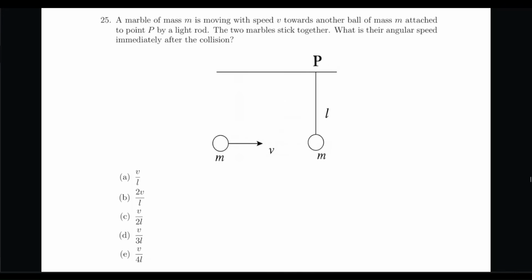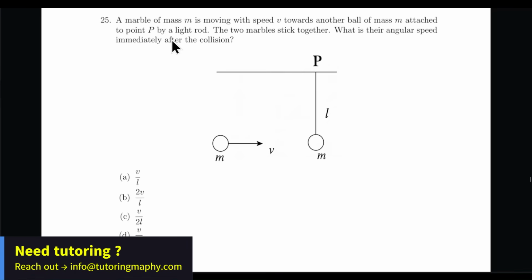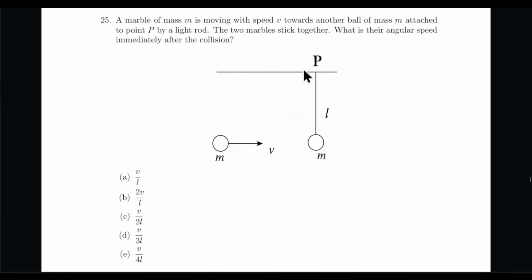Right, guys, so jumping into the territory of angular momentum now. A marble of mass m is moving at the speed of v towards another ball of mass m attached to the point P by a light rod. Marbles stick together. What is their angular speed immediately after the collision? I am going to conserve the angular momentum here, because the net torque of the system is zero.